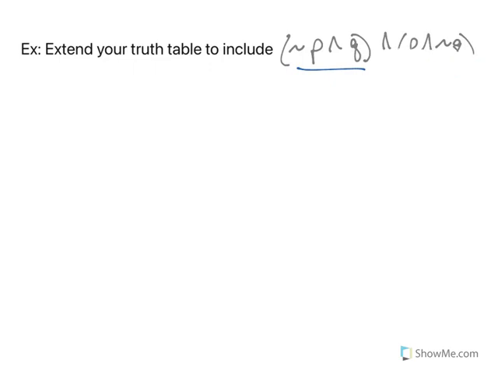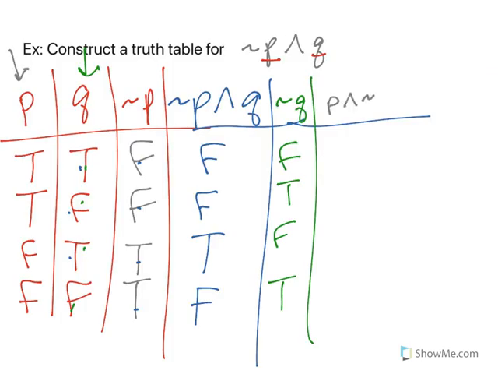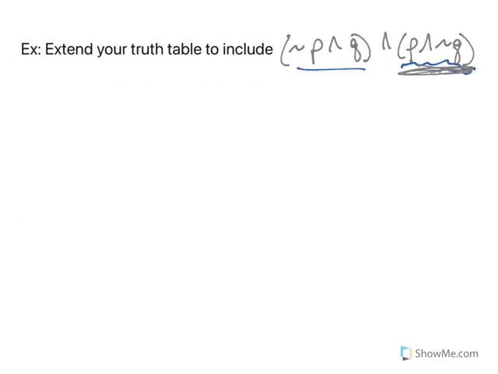What else do we have? So now we need P and not Q. I'm going to use the P column and the not Q column. Compare those. And remember, we are dealing with the conjunction, so they both must be true. Okay, so true, false, that's false. True, true, that's true. False, false is false. False, true is false.